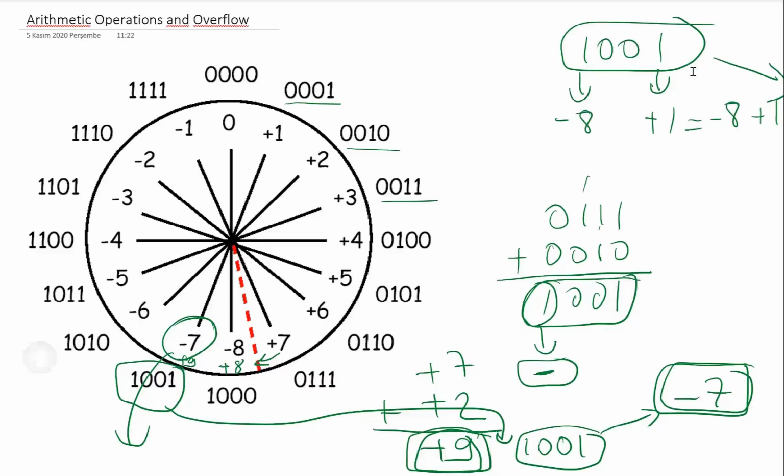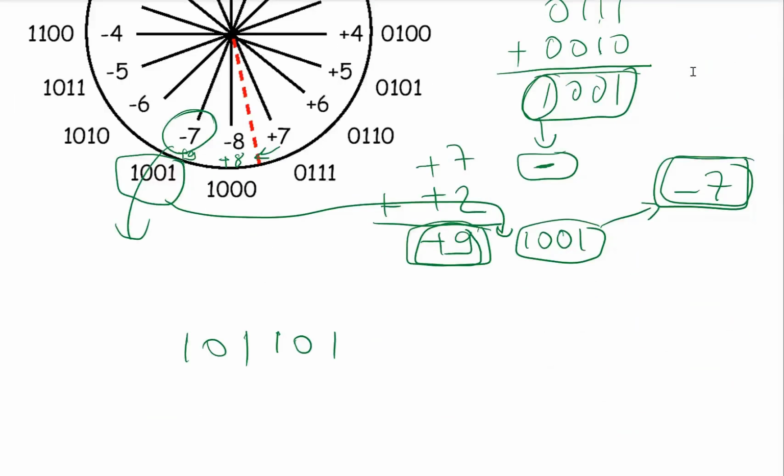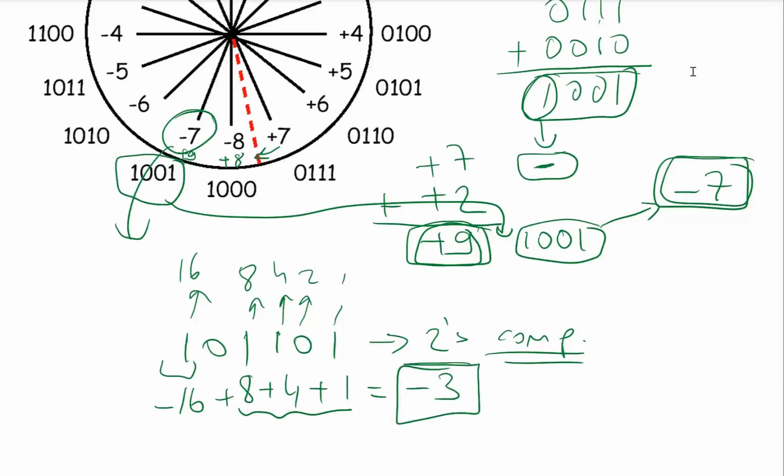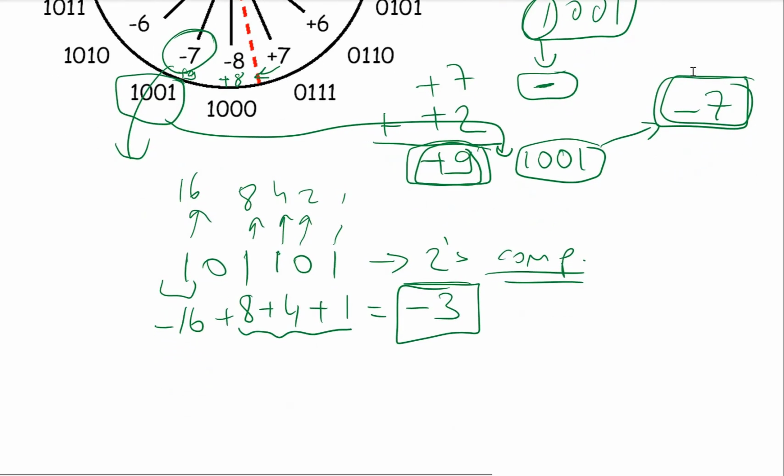Let's do another example. If I give you 101101, this is in 2's complement. If I want to find the representation in decimal, I know this is a negative number. The weights are 1, 2, 4, 8 and 16. So I take -16 for this position, then I have +8, +4 and +1. So what is this number? This is -3 in 2's complement. This is how you can find the decimal representation of negative numbers using 2's complement. So this is a short way.